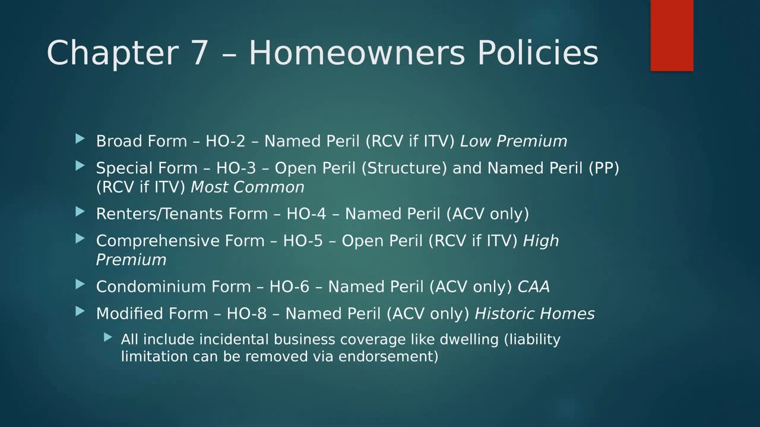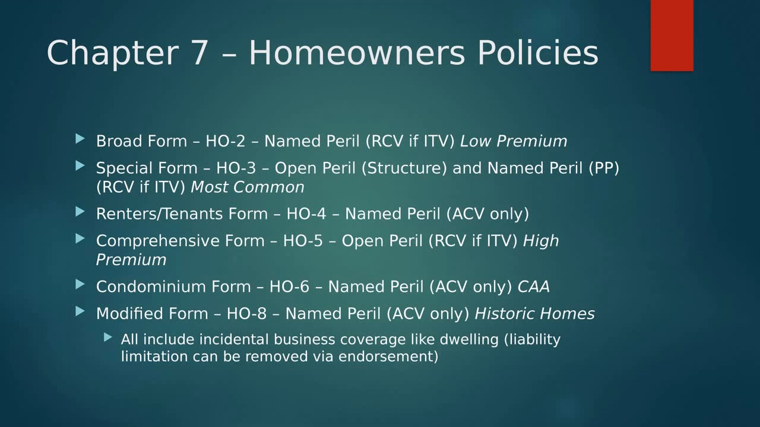you wouldn't have any coverage for that under your homeowner's policy if you have an HO3 form. The next form is called a renter's or tenant's form, commonly called renter's insurance. This is an HO4 form, and for the property is only going to be on a named perils basis and on an actual cash value loss assessment only.